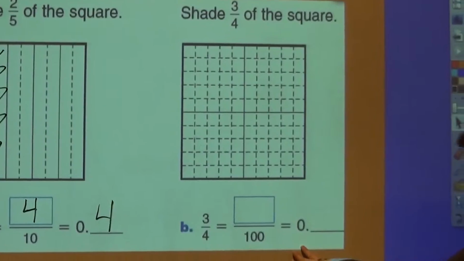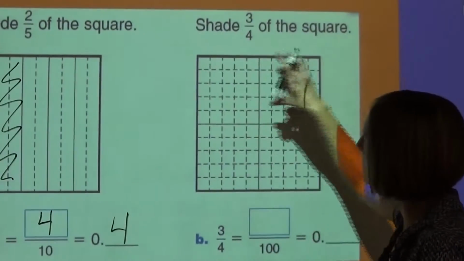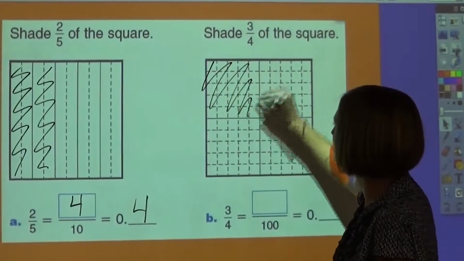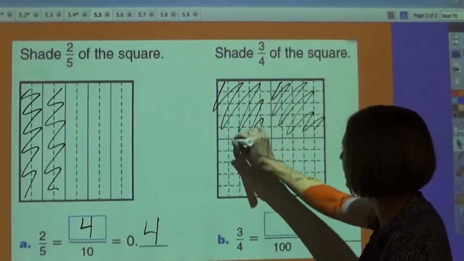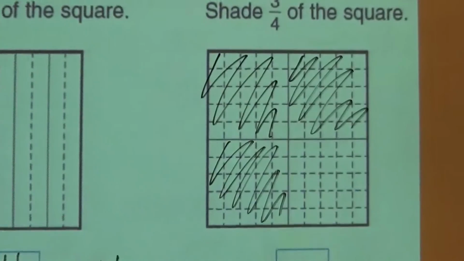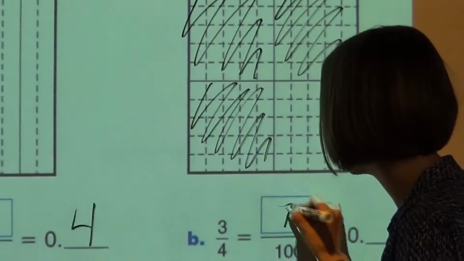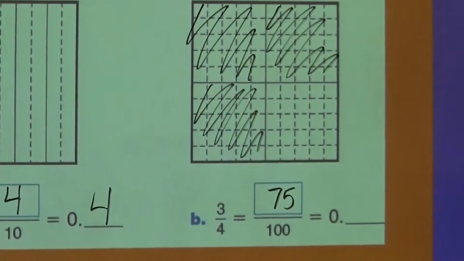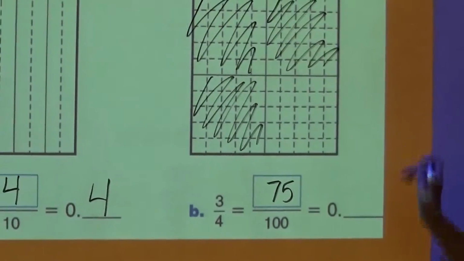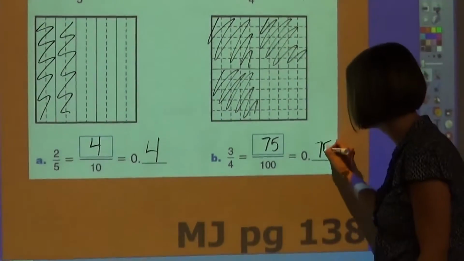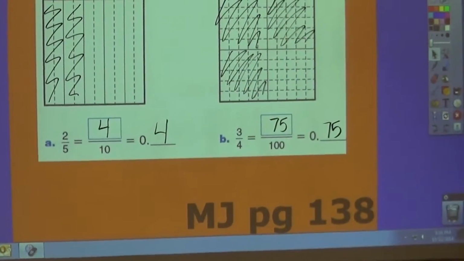In this problem, we have 3/4. So my 4 equal pieces are my big blocks. I'm going to shade in 3 of them, so we're shading in this whole part here. How many hundredths is that? Well, 75. And I could go through and count, or I could count by 5s. I could figure out how many are in each of the big boxes to do that. But I know that 75 hundredths is the decimal with 75 hundredths.